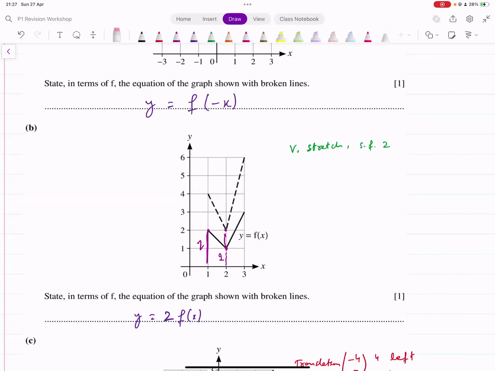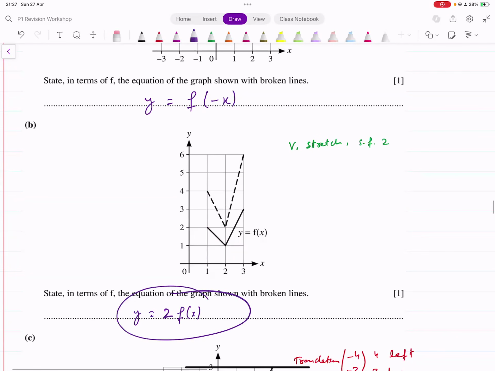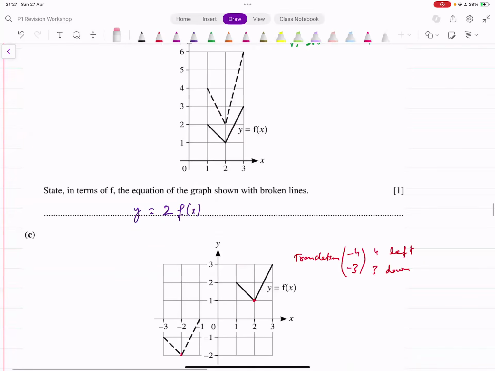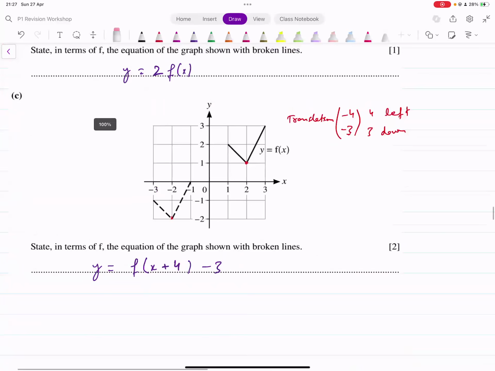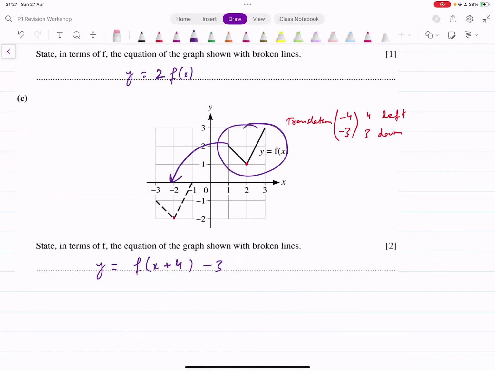It's the stretch that is moving this graph vertically upwards as well, because the y coordinates are getting multiplied by 2. So this is 2 times f of x. That's a vertical stretch by scale factor 2. Think about this. You've got this original function. It's being transformed to this.